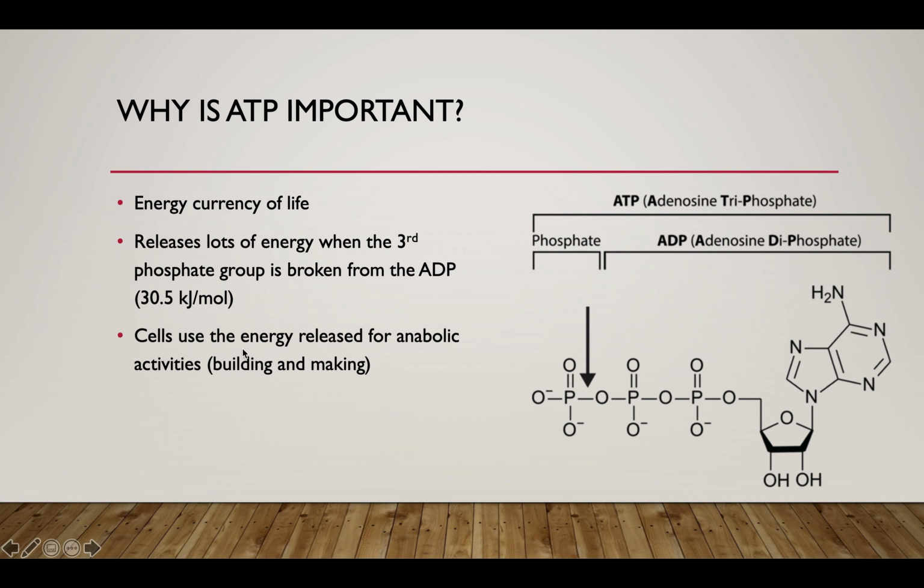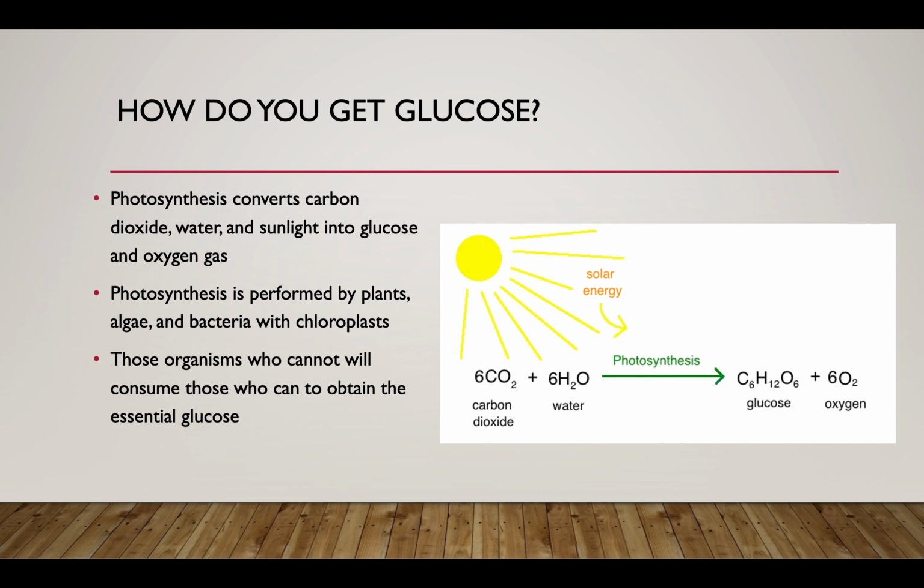So the cells then use this energy released by the ATP to do its anabolic activities, which is building and making in your metabolism. So we know why it's important. How do we get glucose into our living things?